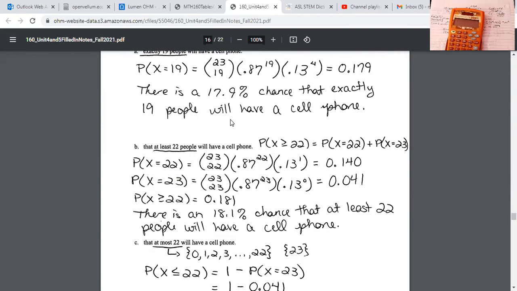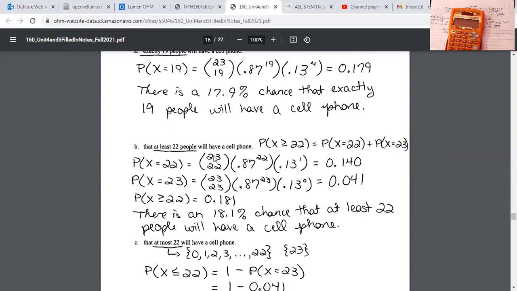Good. Then 22 is how many you're choosing. Yes, exactly. So at least 22 means we want the probability of exactly 22 plus the probability of exactly 23. At least 22 means 22 or more. So that's why we broke it down this way.